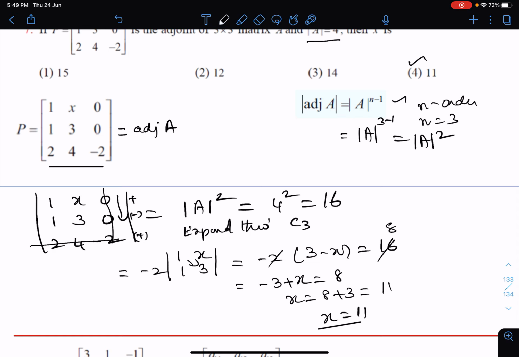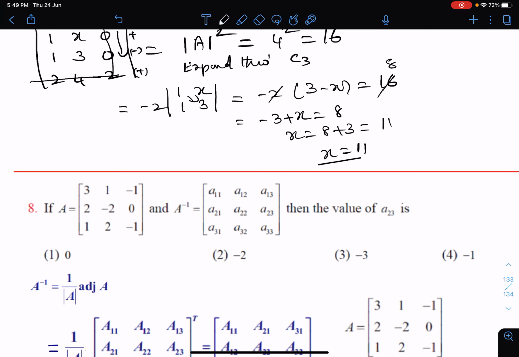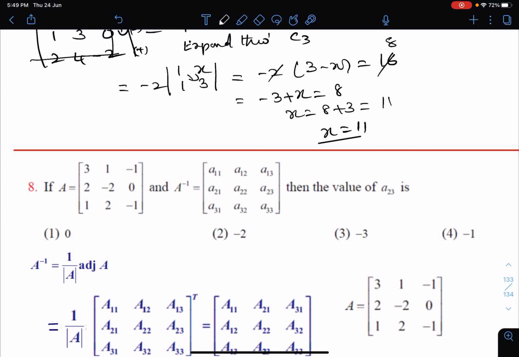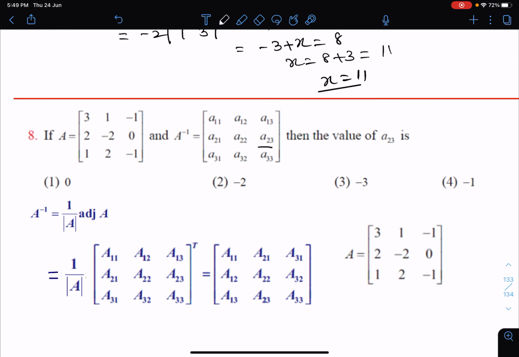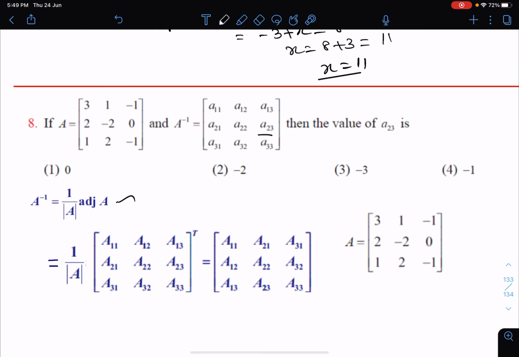Now we shall see our 8th problem. Now see, A is given and A inverse is given, and they are asking the value of A23. What is our A inverse formula? 1 by determinant A times adjoint A. What is our adjoint A? Cofactor matrix transpose. So when you write the cofactor matrix, this row will become a column.